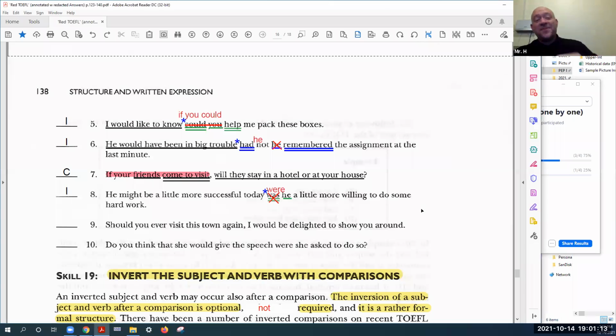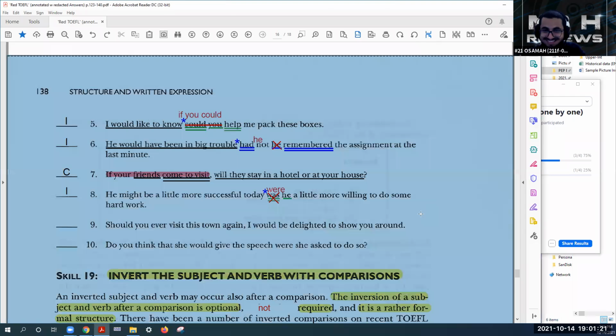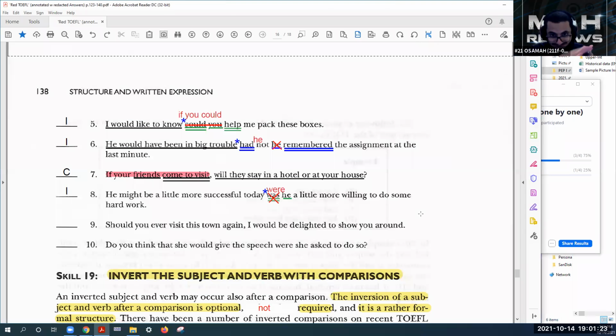Okay, you explain this one. I think it's correct, but listen, Mr. Rich, I will explain it. We should start with the verb. Start with the verb. Okay.